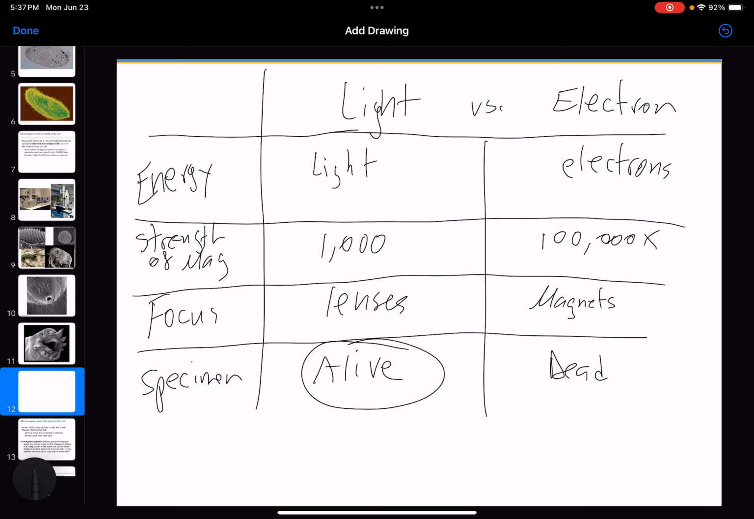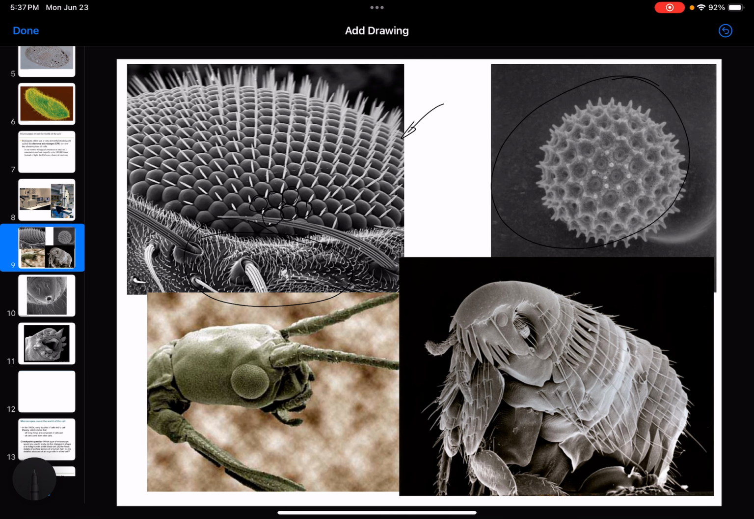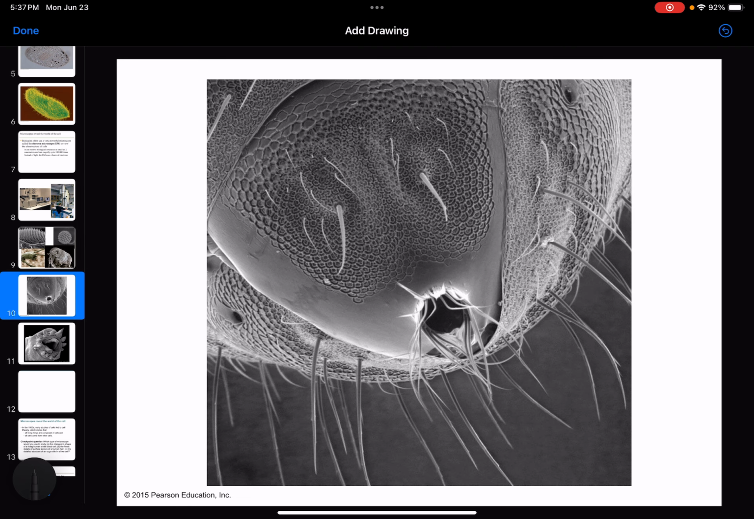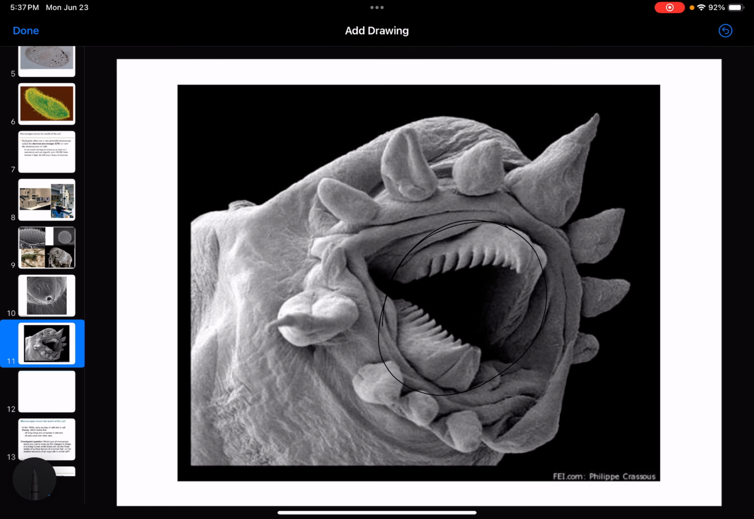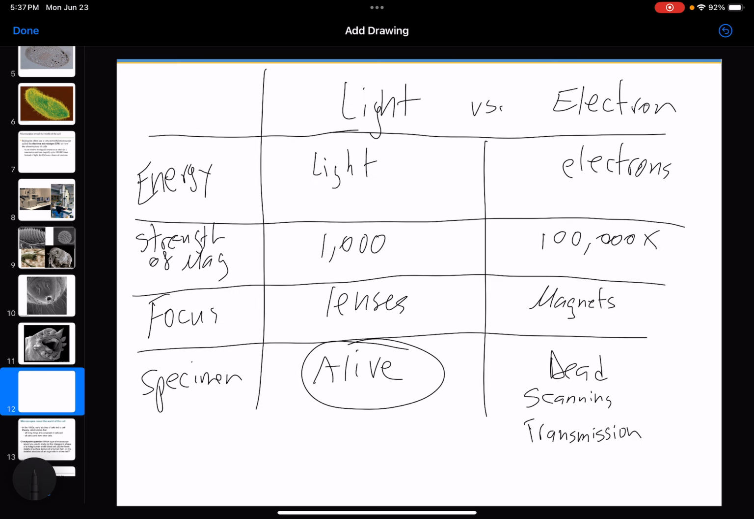All right, final comments on the microscope. There are two types of electron microscopes. One is called scanning. The other one is called transmission. So I'm going to go back and show you. This is a scanning electron microscope that took those images. We were scanning the surface of these insects and pollen, and the surface of this microscopic worm. All right, so those are scanning images.